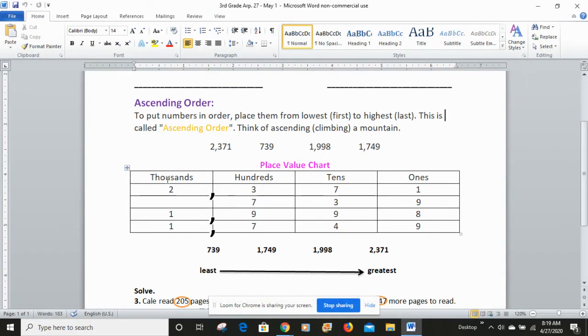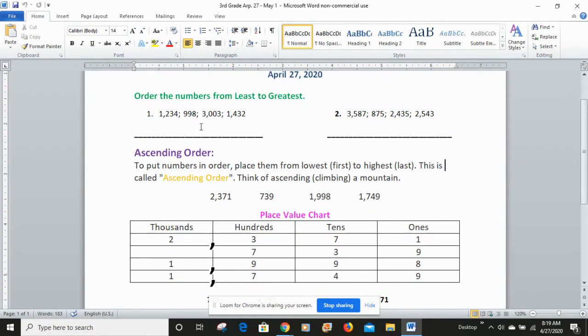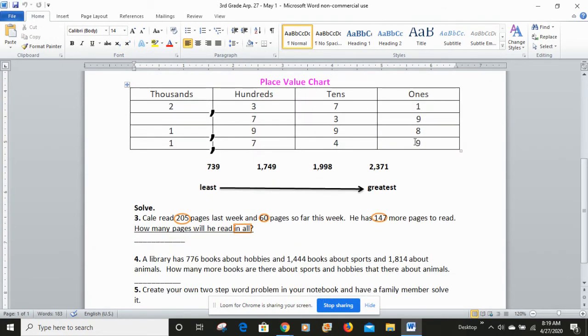Okay? So you've got two activities in that. Here's your numbers up here for the first one. Here's your numbers up here for the second one. And put those in order on this line from least to greatest. Then we're going to drop down to some story problems.